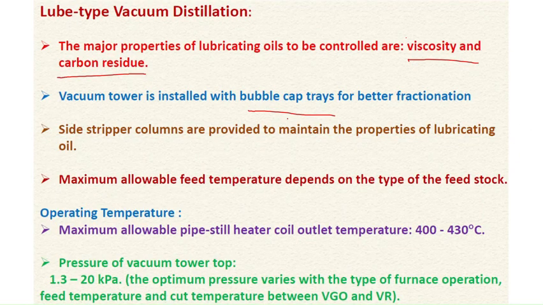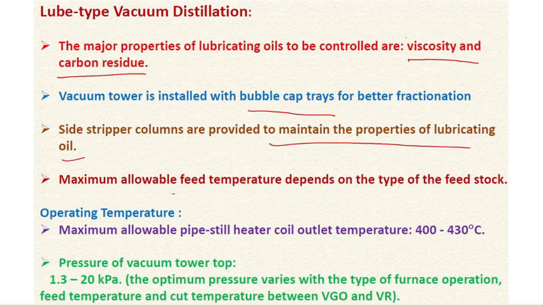Wherever better mass transfer is required, where numerous cuts are there, we need to use bubble cap trays. In the case of fuel type, only a single cut was present. There was no such problem of purification and mixing. That's why there we did not use bubble cap trays. So the side stripper columns are provided to maintain properties.